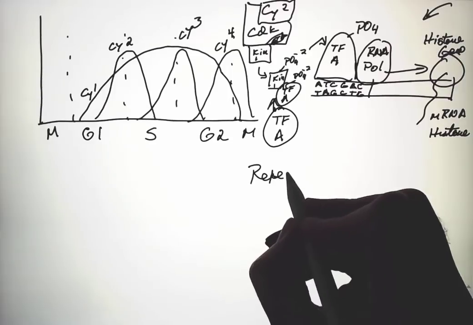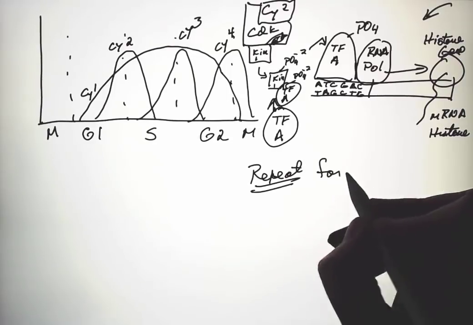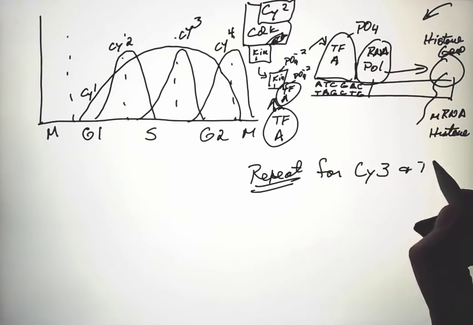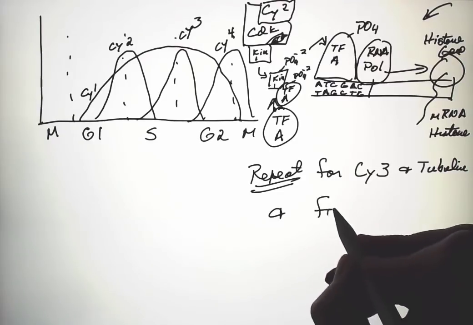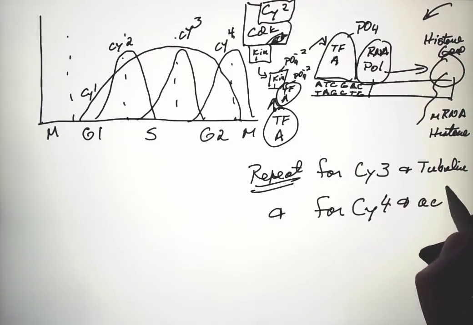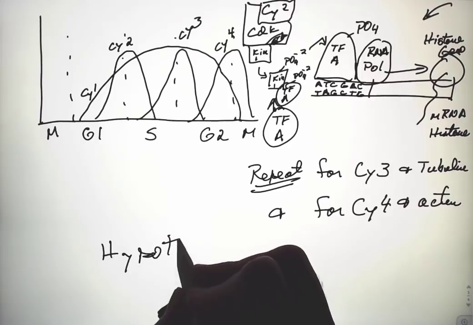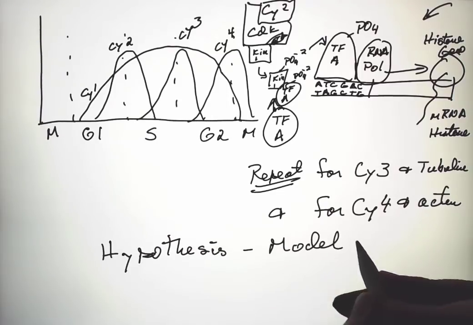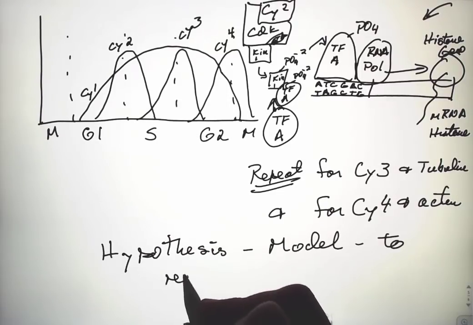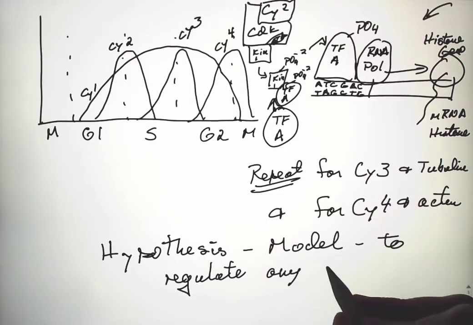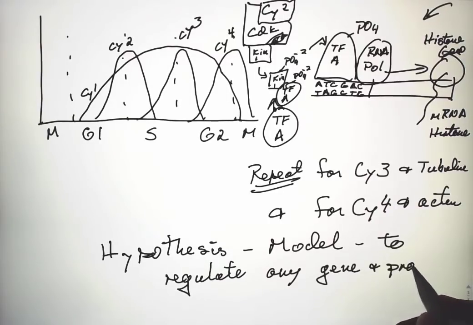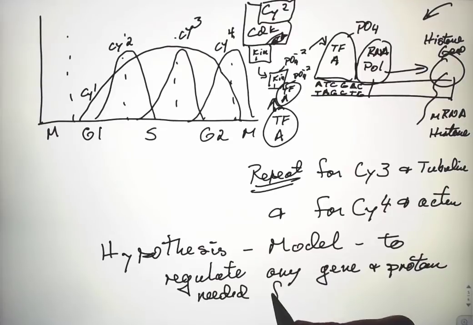And we repeat, for any gene that needs to be activated at a specific time, different cyclins can activate that gene. So we repeat for tubulin and actin. This represents a hypothesis and a model for how cyclins might regulate gene expression and thereby regulate the events of cell reproduction.